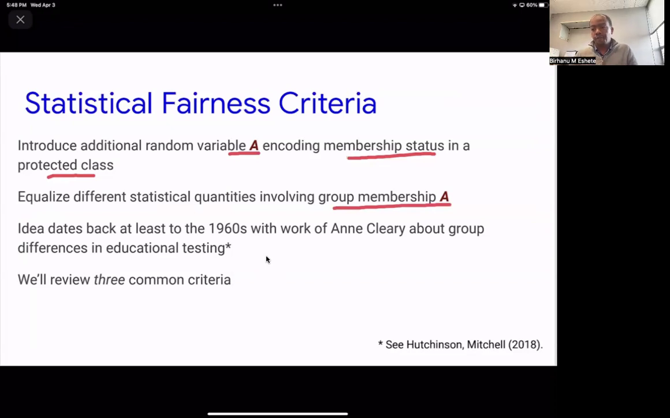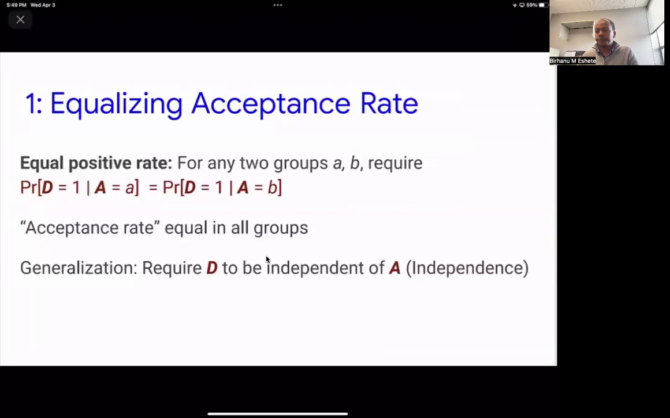The idea of statistical fairness criteria actually predates the current boom in machine learning. It goes back to the 60s, where Annie Cleary looked at this from the educational data point of view, for educational testing. Based on this, we're going to review about 3 common criteria that are used in statistics that we could apply to machine learning, for ensuring statistical fairness. And the first is what we call equalizing acceptance rate.